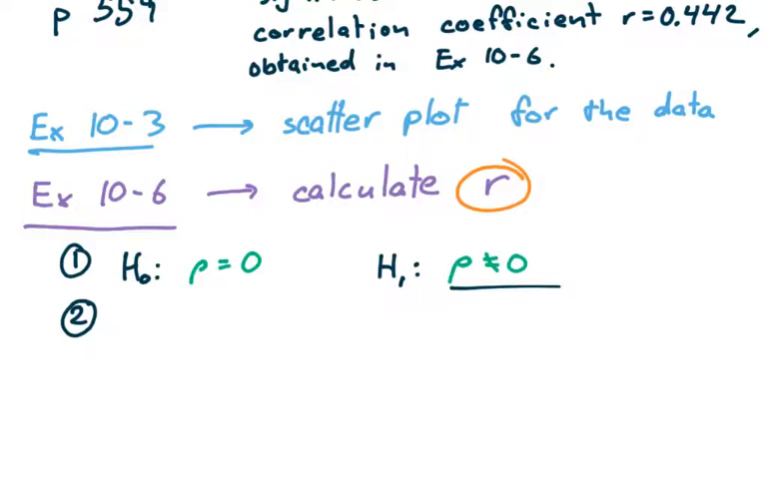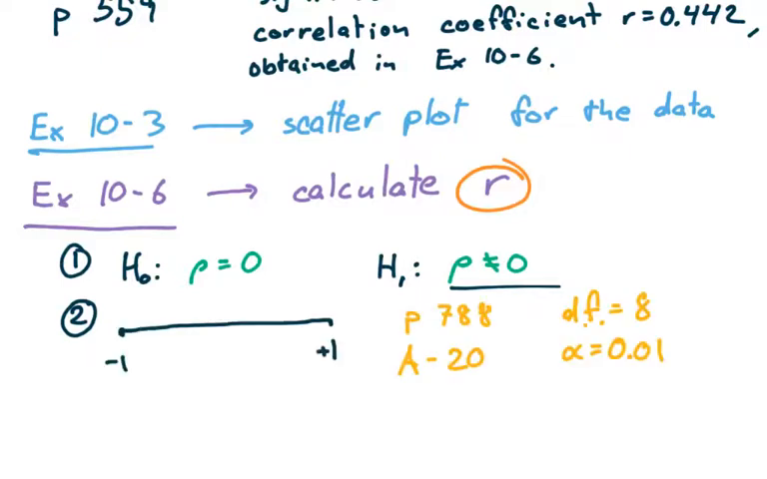In step 2, we got to find the critical region. So we'll be looking on page 788, or that's the 20th page from the appendices. We're using df equals 8. So we're looking in table I. Just make sure we're doing that. df equals 8 because here the data, we had a sample size of 10. 10 minus 2. Remember here, it's n minus 2 for the degrees of freedom. So that gives us 8.